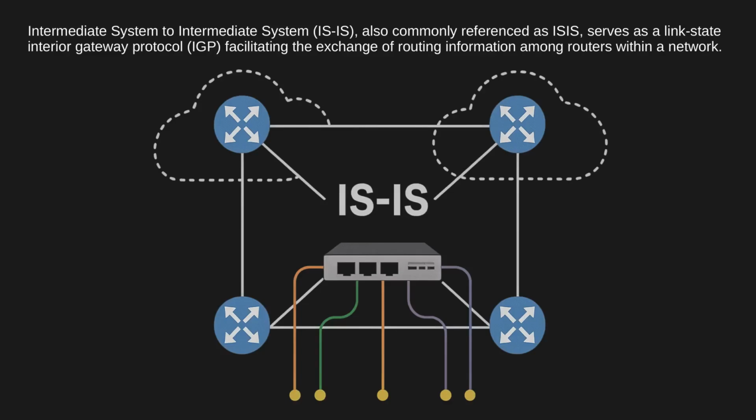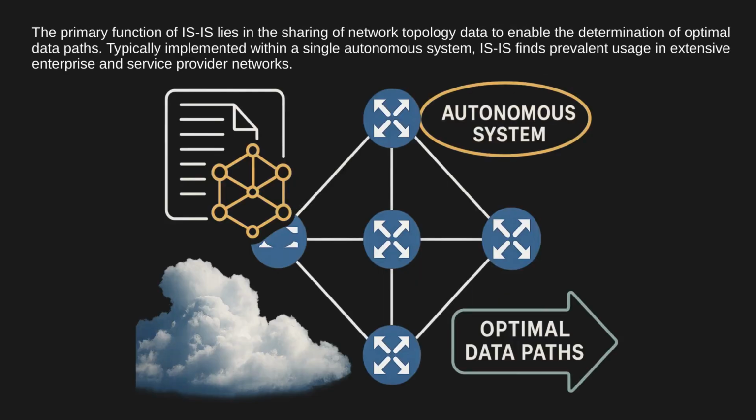Intermediate System to Intermediate System, ISIS, serves as a Link State Interior Gateway Protocol, IGP, facilitating the exchange of routing information among routers within a network. The primary function of ISIS lies in the sharing of network topology data to enable the determination of optimal data paths. Typically implemented within a single autonomous system, ISIS finds prevalent usage in extensive enterprise and service provider networks.